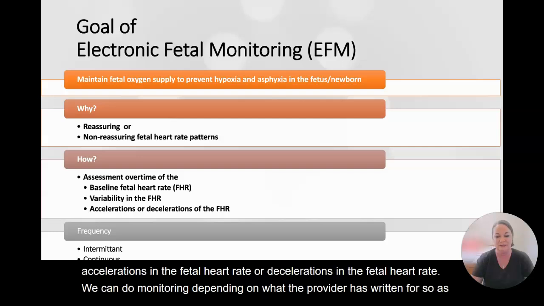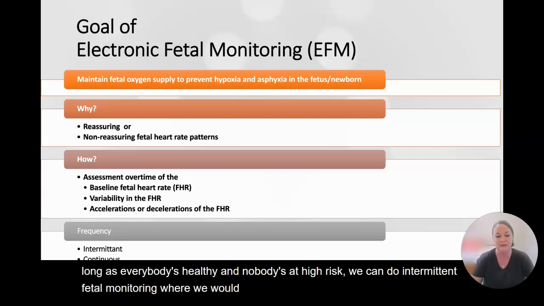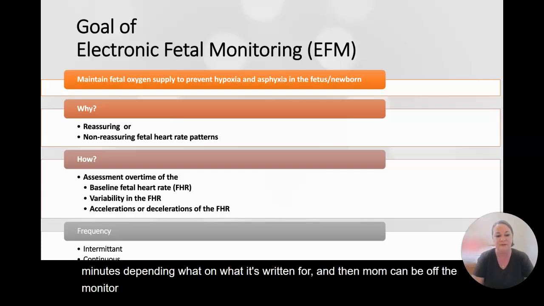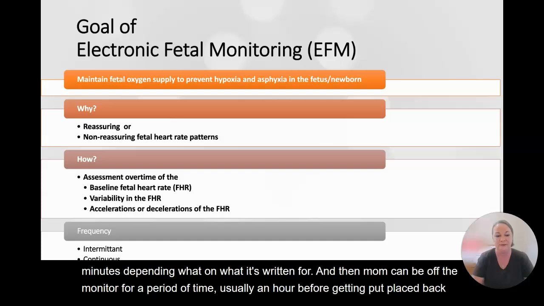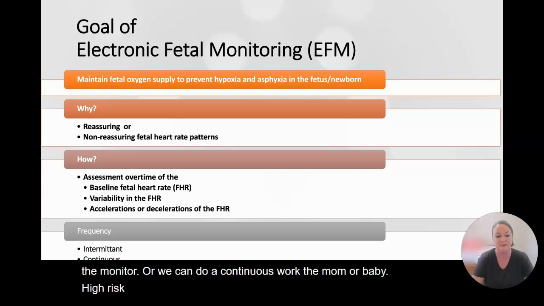As long as everybody's healthy and nobody's at high risk, we can do intermittent fetal monitoring, where we would monitor the baby for a good 20 to 30 minutes, depending on what it's written for. Then mom can be off the monitor for a period of time, usually an hour, before getting placed back on the monitor. Or we can do it continuously if the mom or baby is at high risk, or we have an epidural in place, or we're using any other medications in labor.